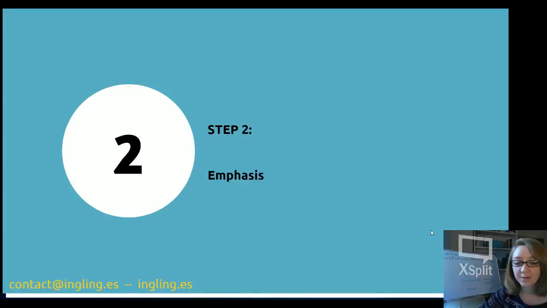Then we're going to talk about emphasis or stress in words. So, emphasis is also extremely important for how you pronounce things. And then step 3, what we're going to learn today is how to start practicing your American accent and to start sounding like a native speaker today, if you want to.